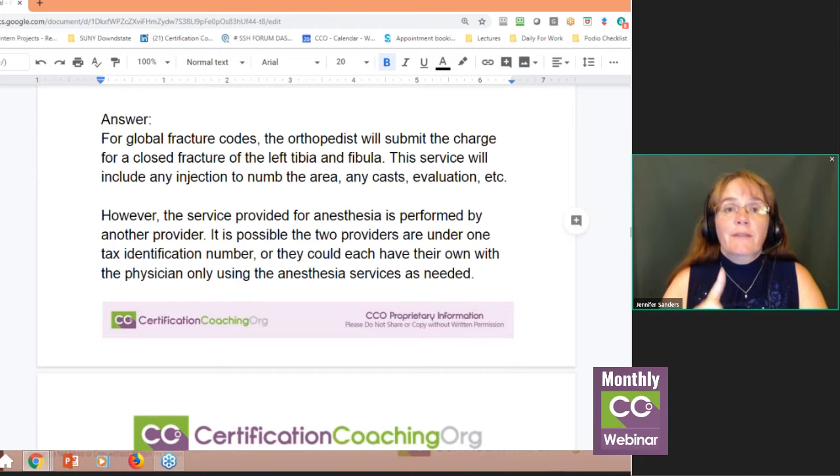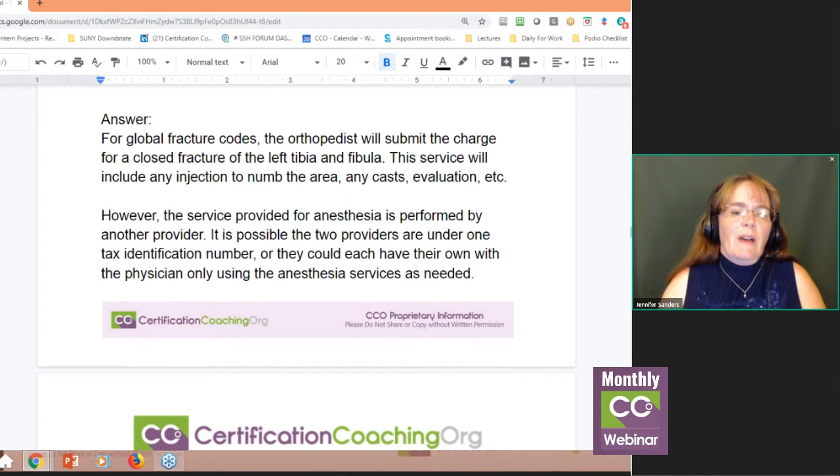Casts on the first date. The first date of injury, the cast is included in that global surgical charge, that procedure code that we're going to bill. An injection to numb an area is included. This is a little bit different because we're giving anesthesia. We're not giving an injection. Sometimes they do that. They give an injection to numb the area before they try and put it back together. It just depends on the type of patient. Maybe they have some other conditions or something.